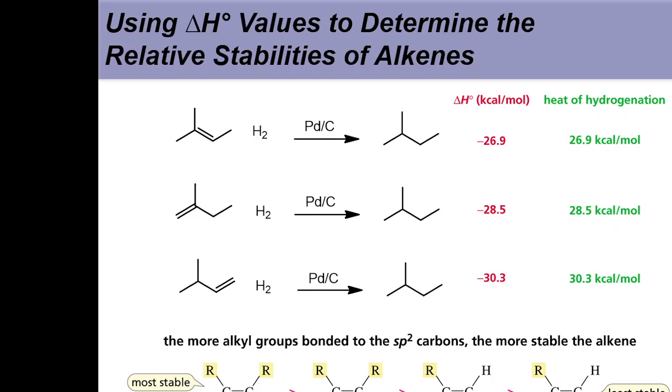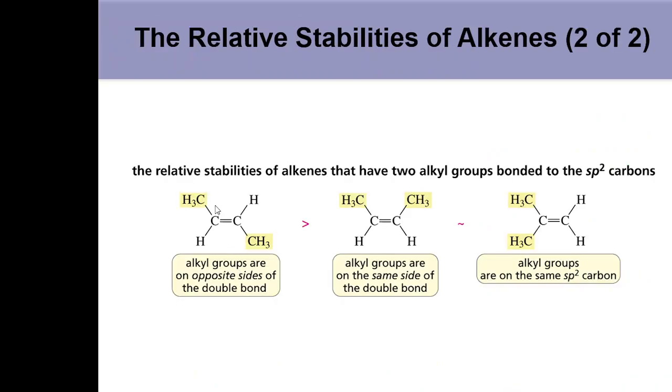The other trend in alkene stability is that when you have two alkyl substituents, the trans, which has the two substituents on opposite sides of the double bond, is more stable than the cis, which has two alkyl substituents on the same side of the double bond. The cis is about the same as, or a little bit more stable than, two substituents on the same carbon. So in general, let's summarize this. The more substituents, the better. And trans is more stable than cis.